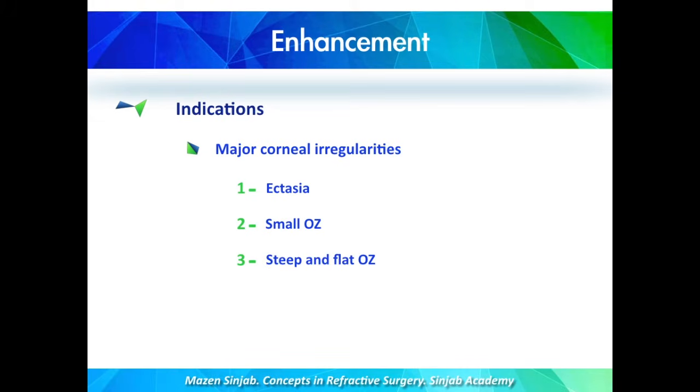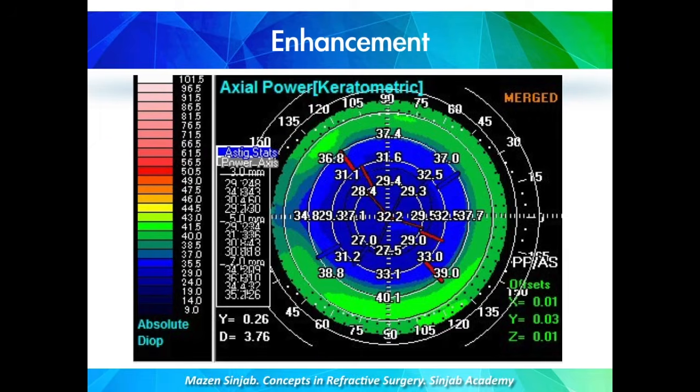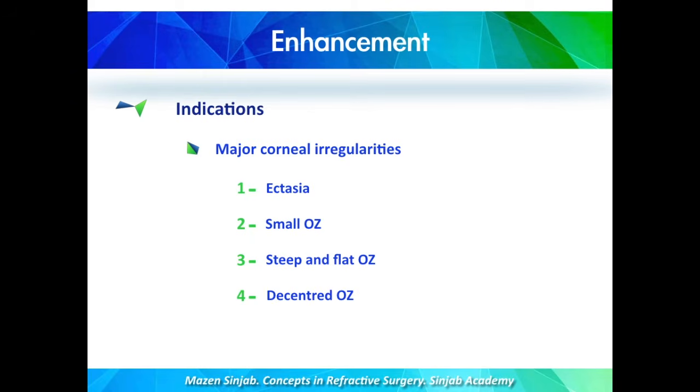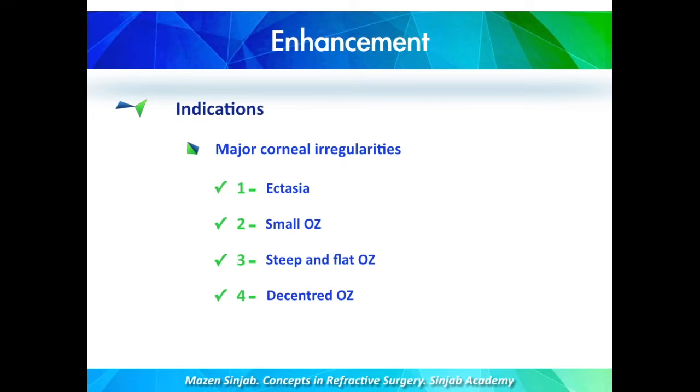The third major corneal irregularity as an indication for enhancement is a steep or flat optical zone. This is an example of a steep optical zone, and this is an example of a very flat optical zone. As you see here, you can find numbers, 28 diopters, 29 diopters. The cornea is very, very flat. The decentered zone, such as in this example. All of these major corneal irregularities are indications for enhancement.